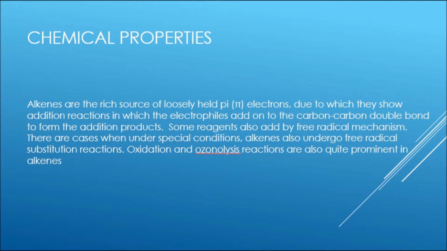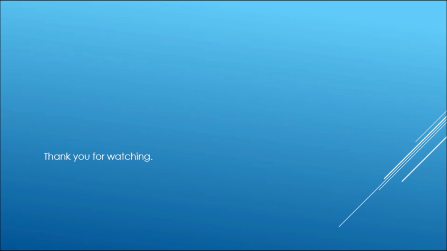Now let us talk about the chemical properties of alkenes. Alkenes are a rich source of loosely held pi electrons, due to which they show addition reactions in which the electrophiles add on to the carbon-carbon double bond to form the addition products. Some reagents also add by free radical mechanism. There are cases when, under special conditions, alkenes also undergo free radical substitution reactions. Oxidation and ozonolysis reactions are also quite prominent in alkenes.